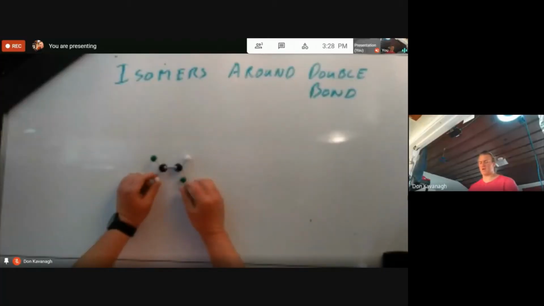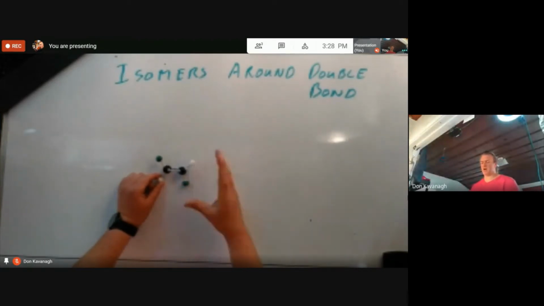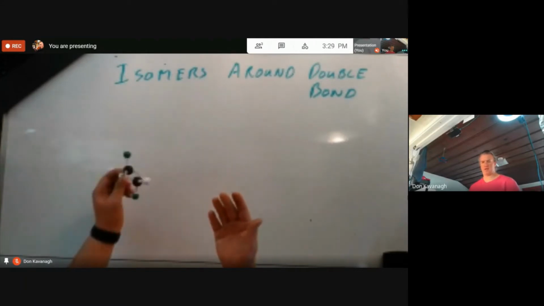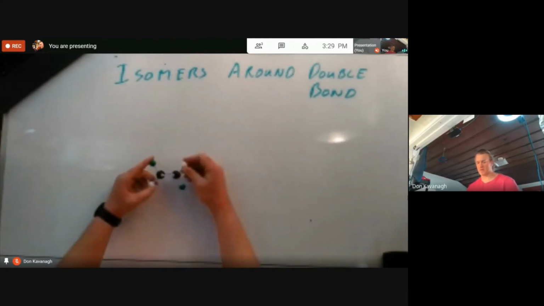There are a number of isomers that can occur around a double bond. I'm drawing the model here because I want you to be able to think of the molecule, be able to move it around in your mind, and I recommend starting with the model to aid your thinking there.